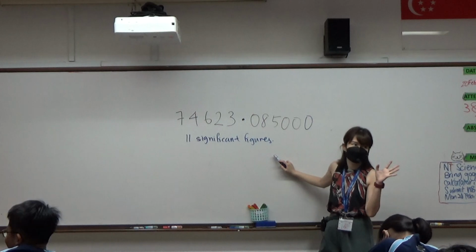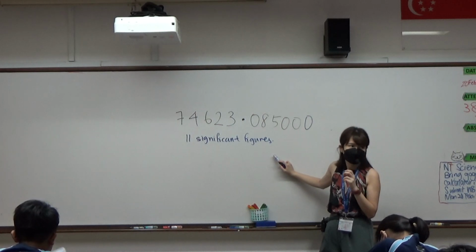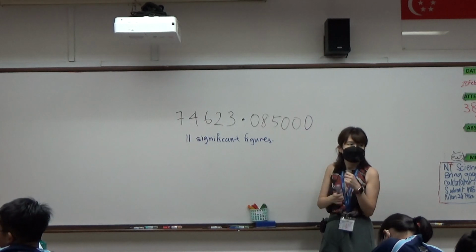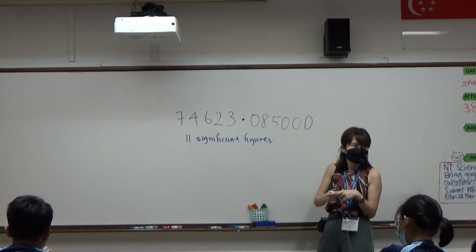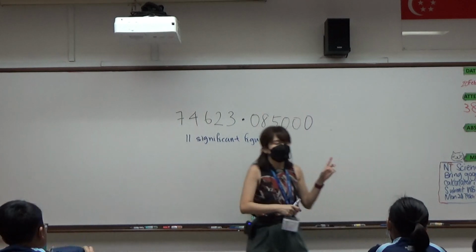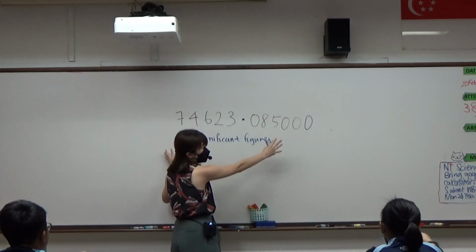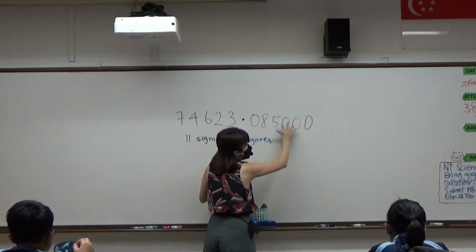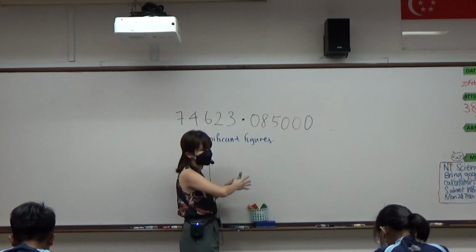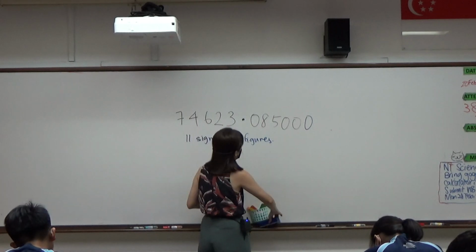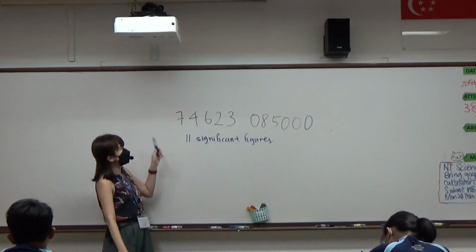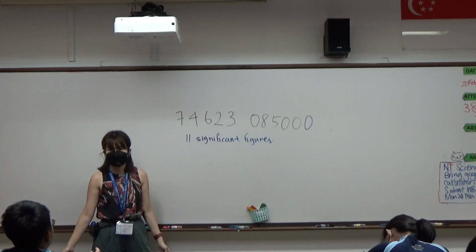Alright, question 6. The question didn't say to leave the answer like that, so it will be 8 significant figures. Now this is a decimal number. For decimal numbers, the zeros that come at the back, because they appear there, we must count them in. It is only if it is a whole number that they are not counted. Now what if I have a whole number now, like that?